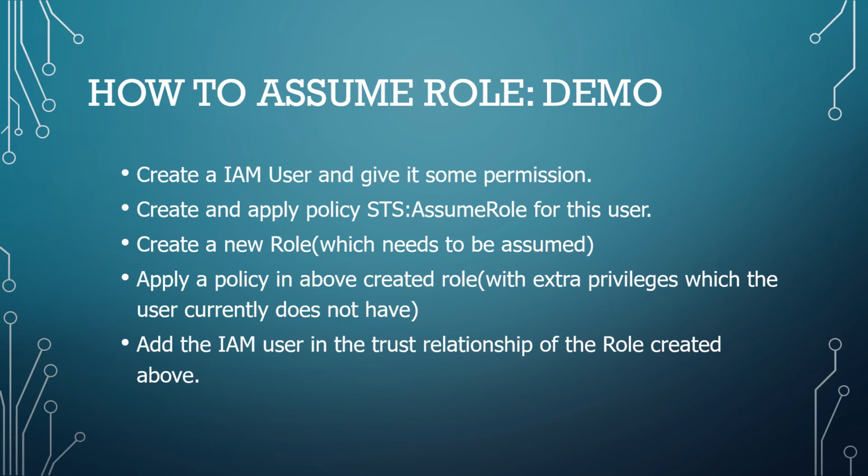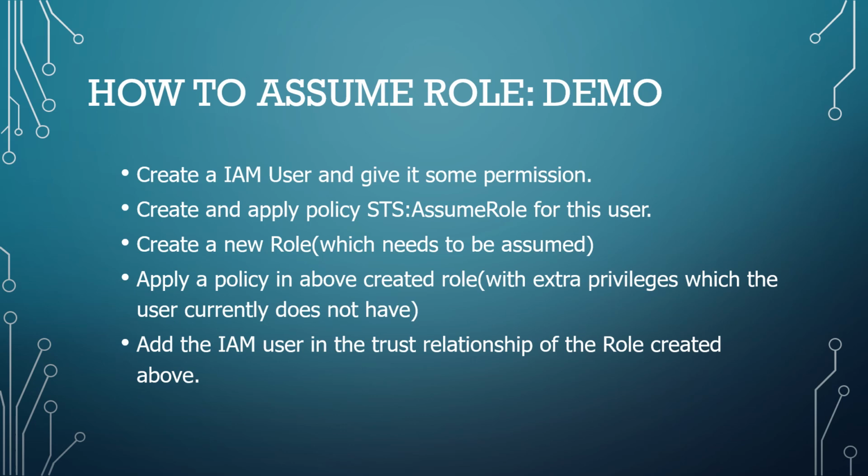So we'll go ahead and see how exactly this works. We'll log into the AWS portal and see it in action. We will create an IAM user, of course, and give it some permission. Then we'll create and apply this STS AssumeRole for that particular user. Then we'll create a new role that we want this user to assume.